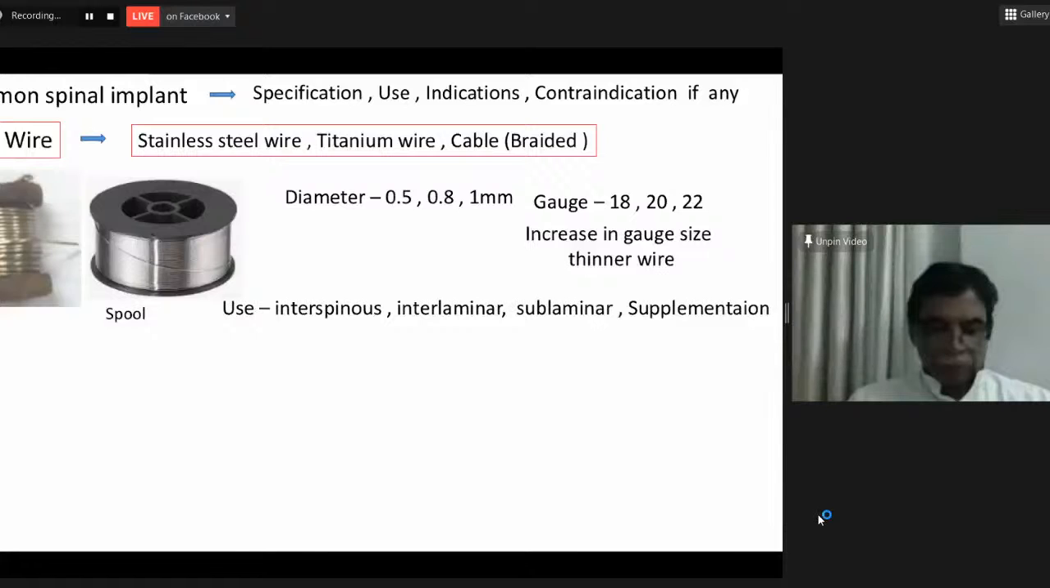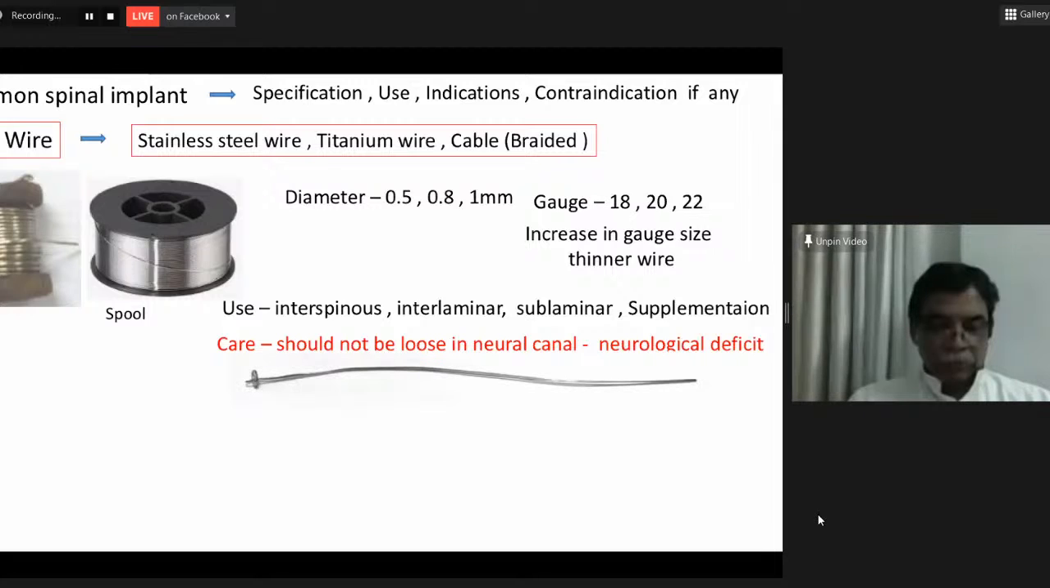It can be used as an interspinous wire, interlaminar wire, sublaminar wire, or as a supplementation to other systems. When you are using this wire as a sublaminar wire, you must take care not to keep the wire loose inside the canal because it can lead to neurological deficit. If you see the reported literature, it is 0.6 to 70%. So one has to be extra careful about that.